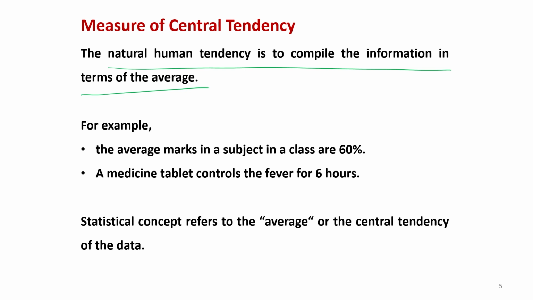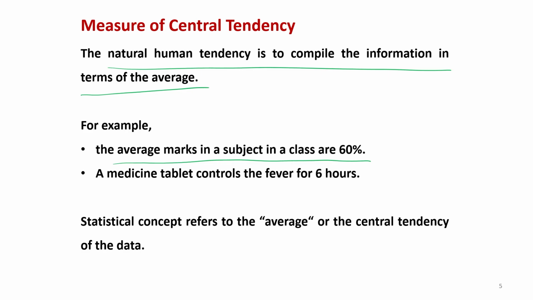Right. There are certain calculations which are happening inside the mind, and then you are telling this information. For example, sometimes we say that the average marks in a subject in a class are 60%, and based on that we try to understand how the class is doing in studies.